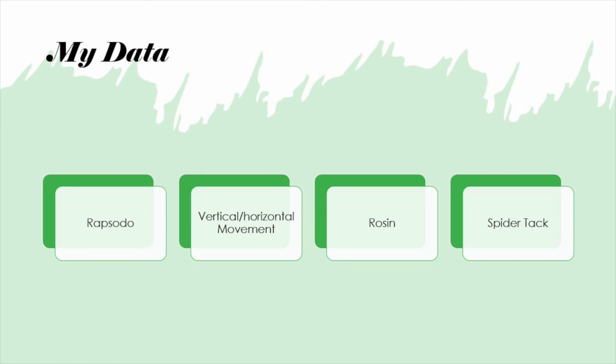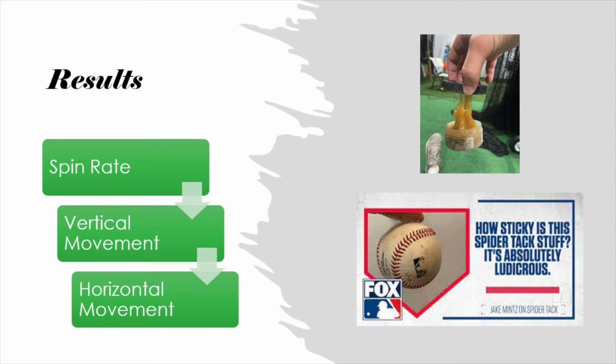With my fastball and curveball, I use just vertical movement, and with my slider, I use both horizontal and vertical movements. And I also use rosin, which is a powder that is allowed in the MLB, and Spider Tack, which is a banned substance.